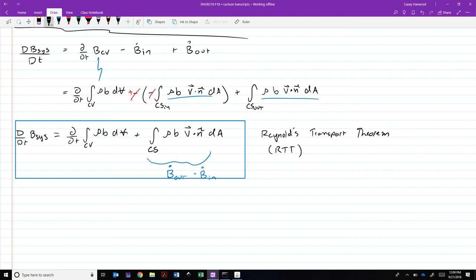We'll cover that in a whole lot more detail in the next chapter, but I don't want to understate how useful of an expression this really is, even though right now it's a little bit abstract.